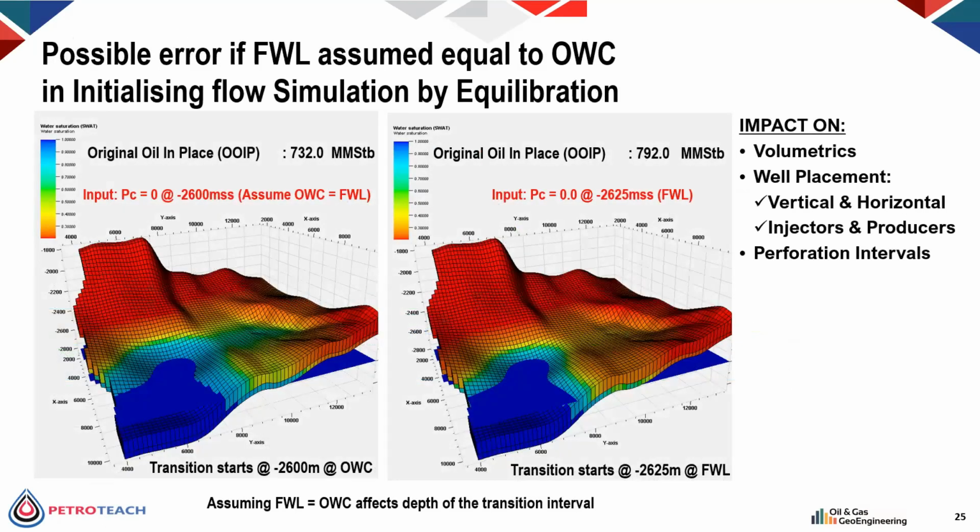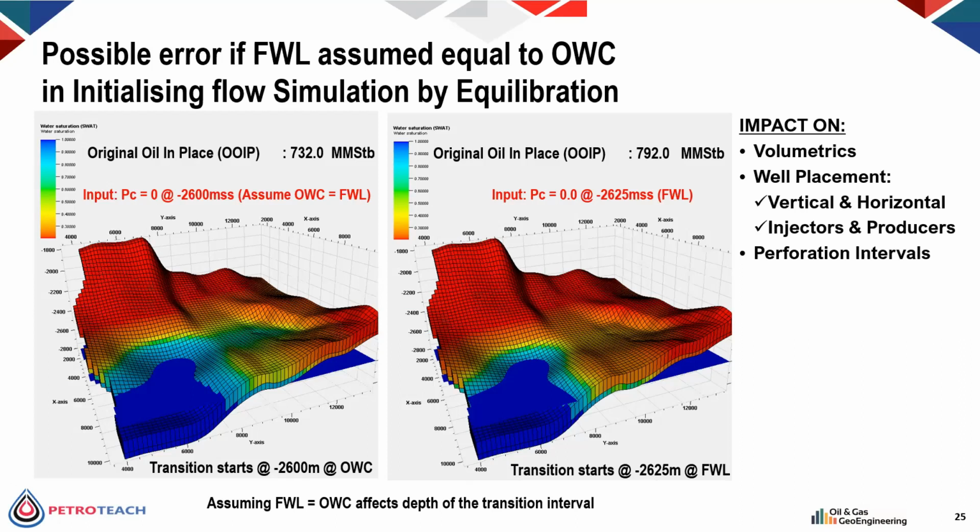And this is an example of exactly that. And you can see that if you have put the capillary pressure, in other words, the free water level at 2,600 meters, you would be calculating, in this example, 730 million barrels of oil, when in fact you've got 792. In other words, you would have missed about 60 million, which is really not quite 10%. So it can be very significant.